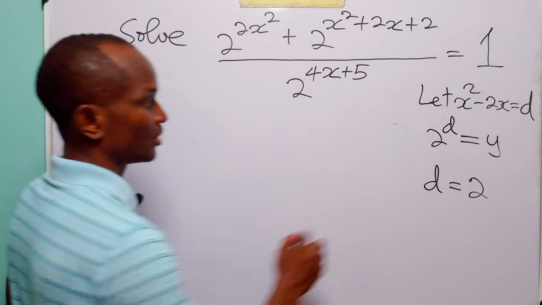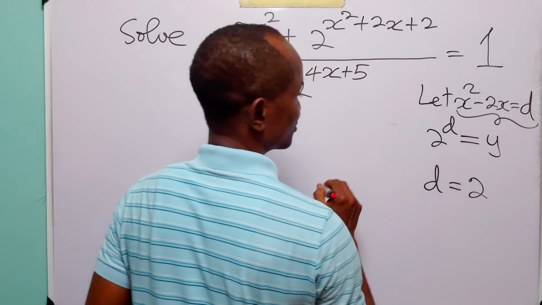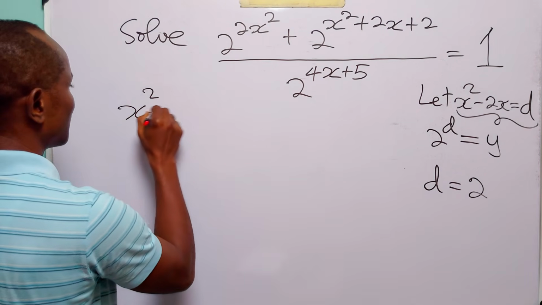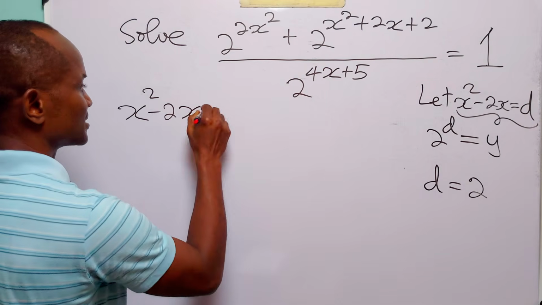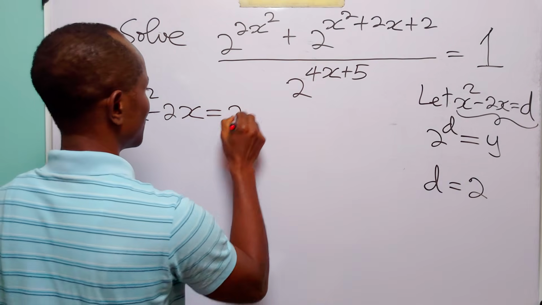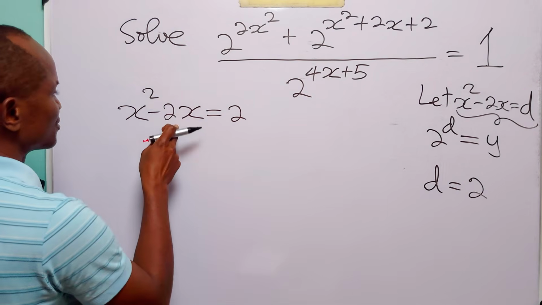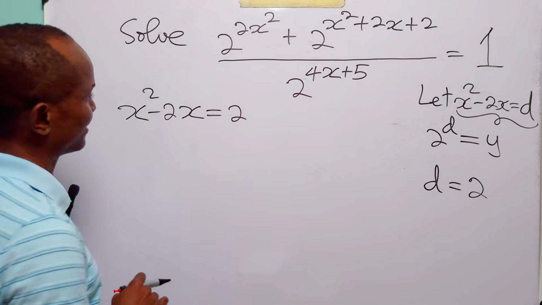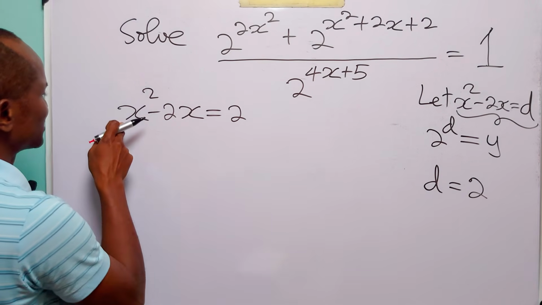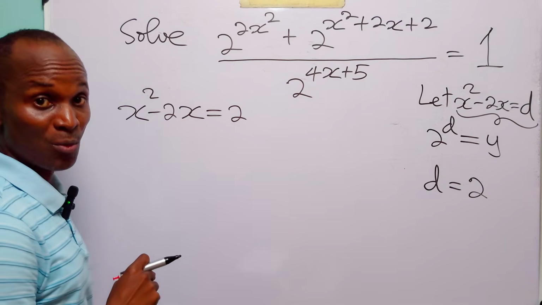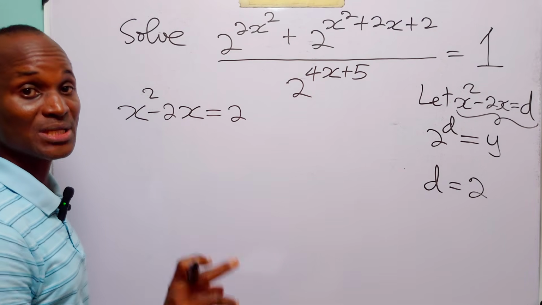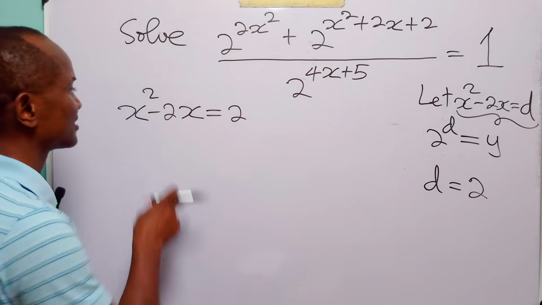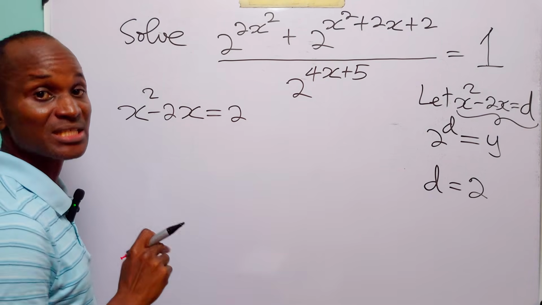And of course, now we come back to this equation. We have that x squared minus 2x is equal to 2. To solve this quadratic equation, let us use the completing the square method. Since the coefficient of x squared is already 1, the next thing we are going to do is add the square of half the coefficient of x to both sides of this equation.